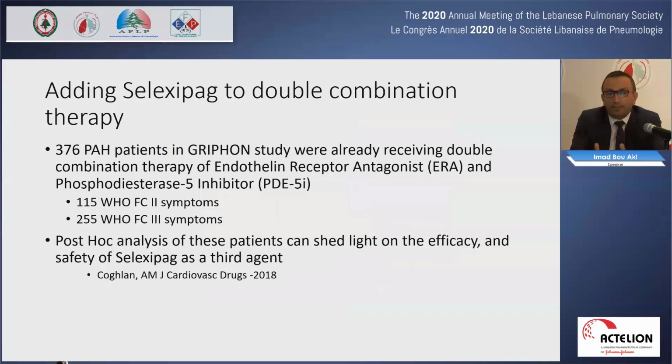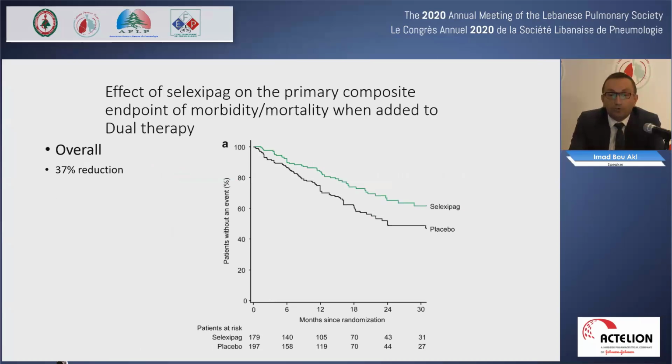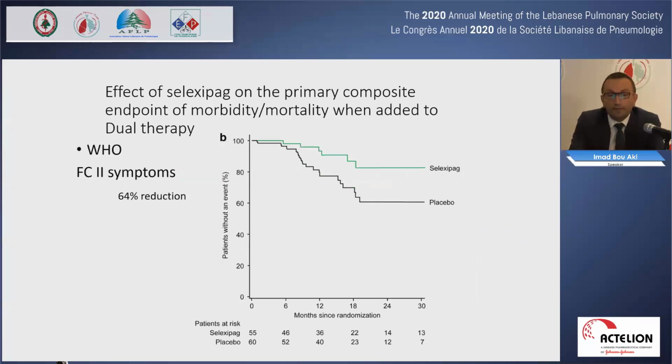So I want to look at adding selexipag to the double combination. This is in a subgroup of 376 patients in this study. A small group was functional status 2, and another was functional status 3. And a post hoc analysis of these patients will shed light on the efficacy. We can see that the patients improved significantly when they received the treatment, in functional status 2 in both classes. When they added selexipag to the other two medications, the overall improvement was 37%.